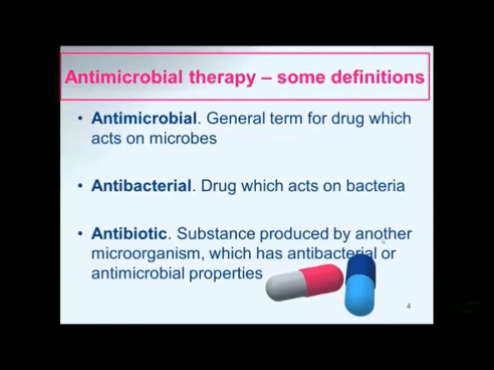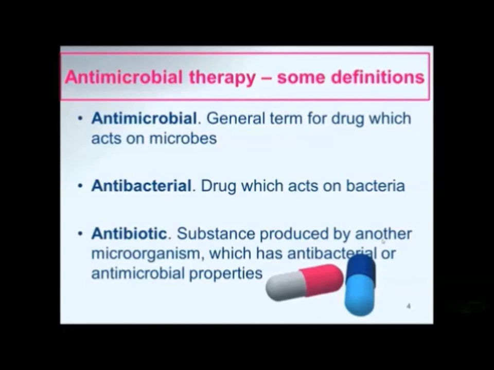Now microbes would be basically bacteria, they could be fungi, they could be viruses, they could be protozoans, they could be a number of different organisms. The term antimicrobial is a very broad term. It just means any drug that acts on any kind of microbe. Doesn't matter what sort of group it belongs to. Terms like antibacterial are more specific. In other words, obviously, this is a drug which acts against bacteria to either kill or stop them growing.